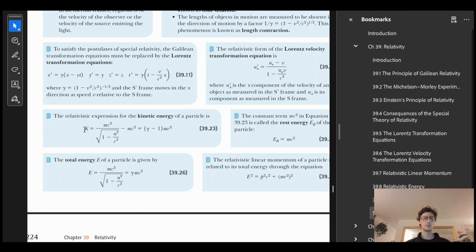Kinetic energy. Here it is, the exact same thing. Kinetic energy, they give you a bunch of ways of writing it. And here, this equation is exactly the same thing as the one in the equation sheet.